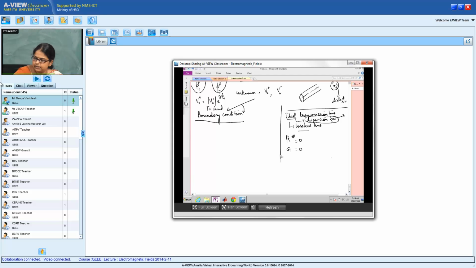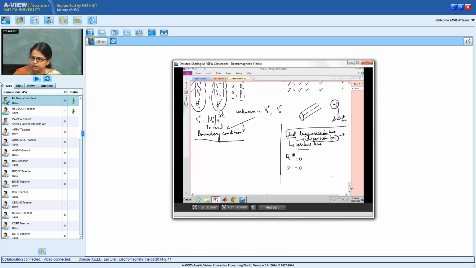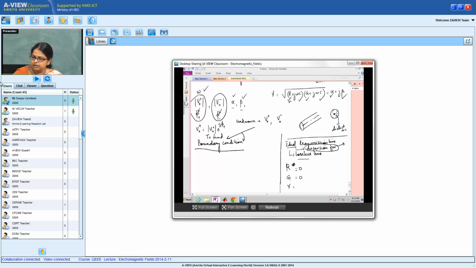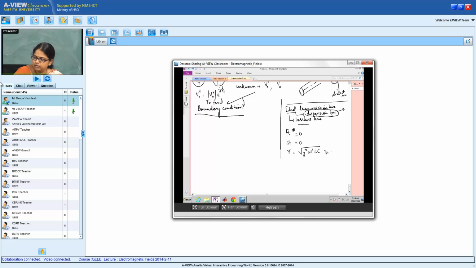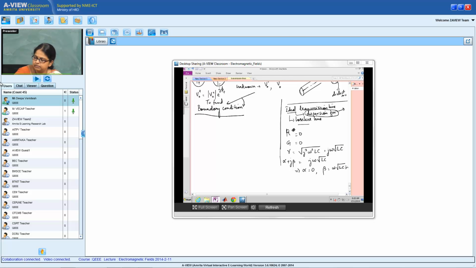You will see naturally that when you put R equal to 0 and G equal to 0, your gamma would mean j squared omega squared LC, and so this would be j omega under root LC. Comparing this with how we defined gamma as alpha plus j beta, this is now j omega root LC, which means alpha is 0, beta is omega root LC. So, for a lossless line, it turns out that alpha equal to 0.